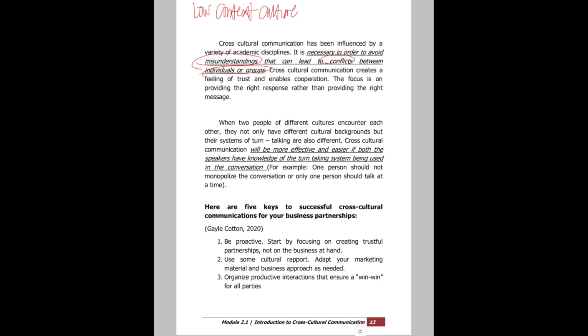Kasi 'di ba, sa high context culture nandun yung mga tao na they have the same education. Let's say, ito yung mga tao na puro professionals, ito yung mga tao na nasa top management level, and so on.